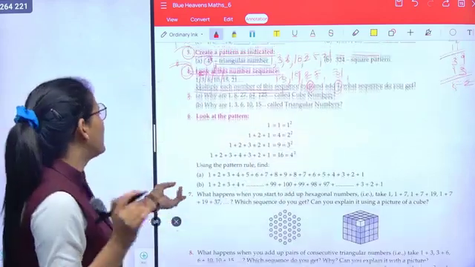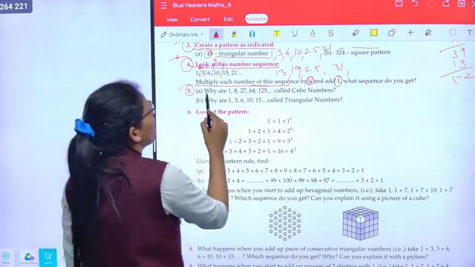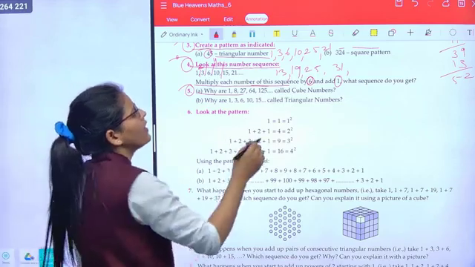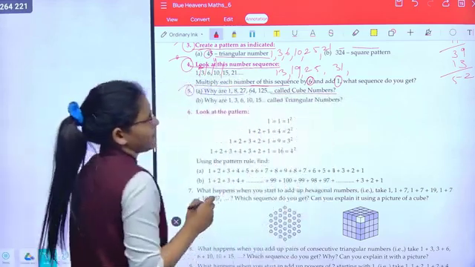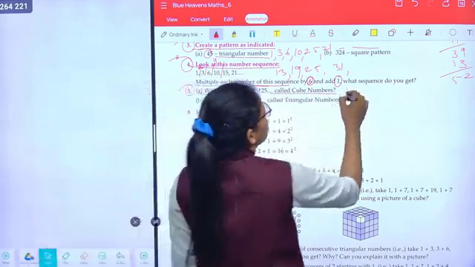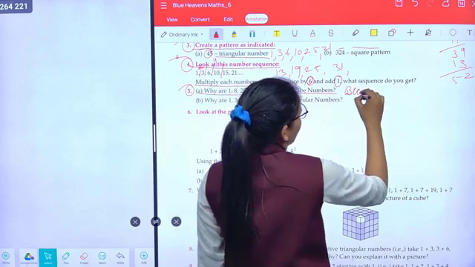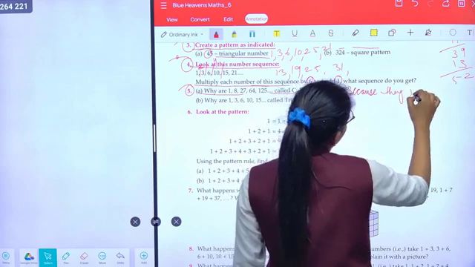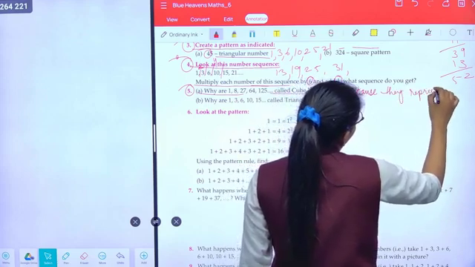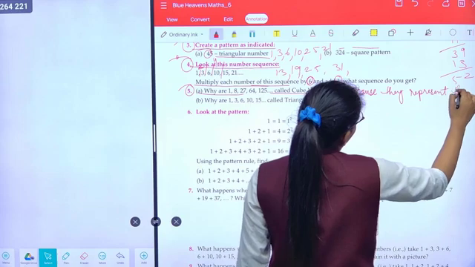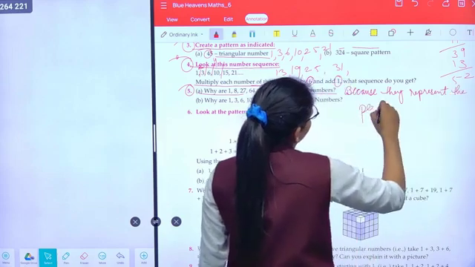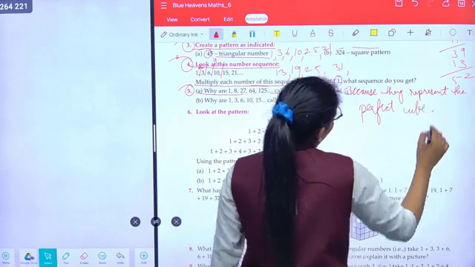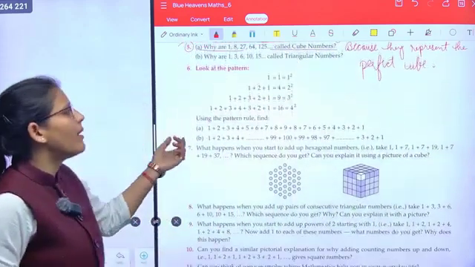ओके. नाउ क्वेश्चन नंबर 5. Why are 1, 8, 27, 64, 125 and so on called cube numbers? Because, क्लास वो क्यों होते हैं? Because they represent the perfect cube. Okay class, rest of the part do yourself.